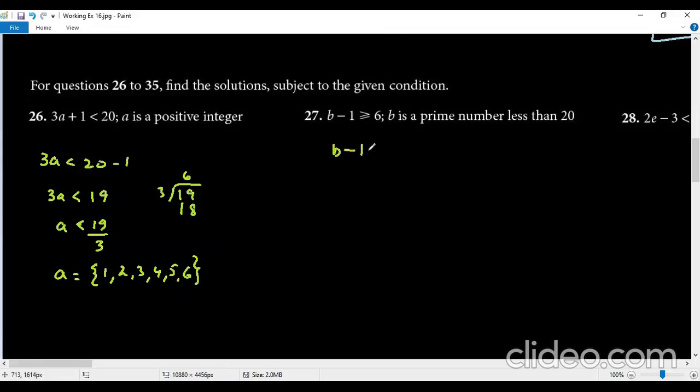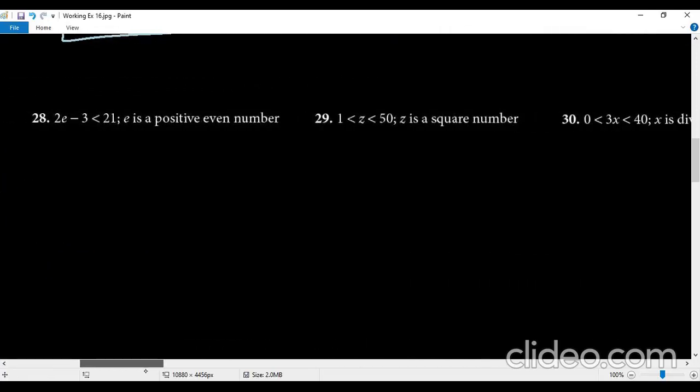Now when it comes to question number 27, it says b minus 1 is greater than or equal to 6. That means 6 is also included. That means b is greater than or equal to 6 plus 1. It's going to be 7, and 7 is also included, mind it. Now the answers I get are all the numbers starting from 7 which should be prime numbers and less than 20. So the final answer is going to be 7, 11, 13, then comes 17, and comes 19.